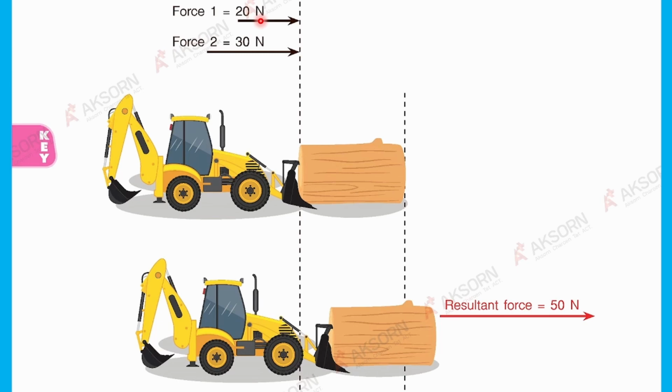N means newtons, and that is how we measure force. Temperature is measured in degrees. Angles, they're also measured in degrees. Distance, centimeters, miles, millimeters, kilometers. But force is measured in newtons.